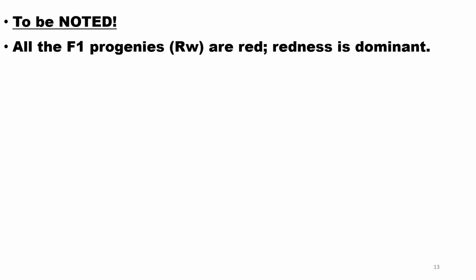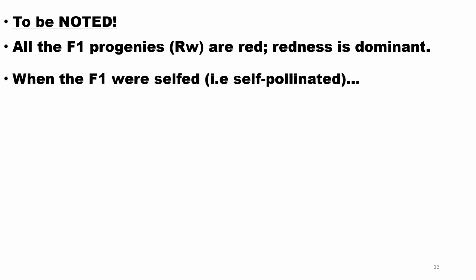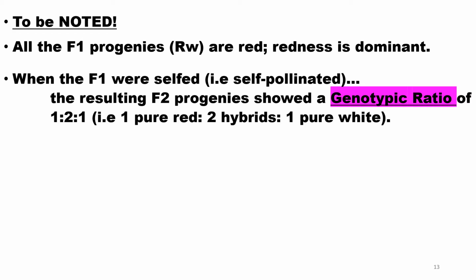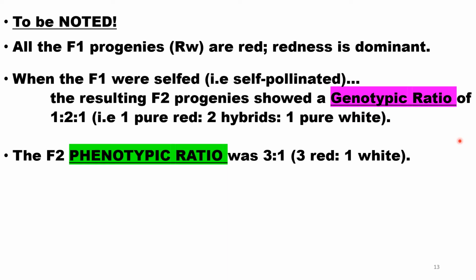To be noted that all the F1 progenies in the first cross are red, and this is because redness is dominant. When the F1 is self-pollinated, the resulting F2 progenies show a genotypic ratio of 1:2:1. That is to say that although all the plants appear to be red, there's only one pure red. 2 of them are heterozygotes and so are hybrids, and then there's only one pure white. But phenotypically, based on what you see, you have 3 that are red and you have 1 that is white.